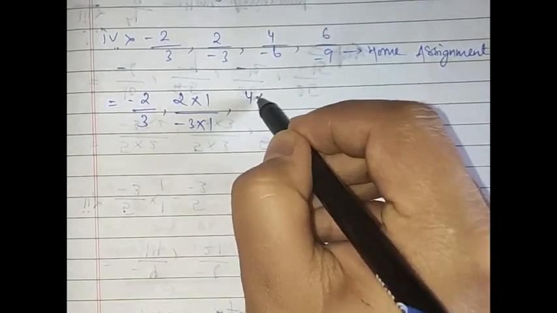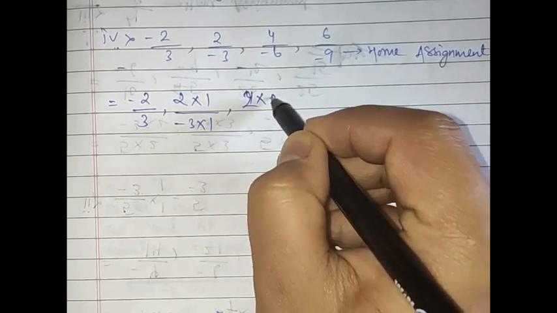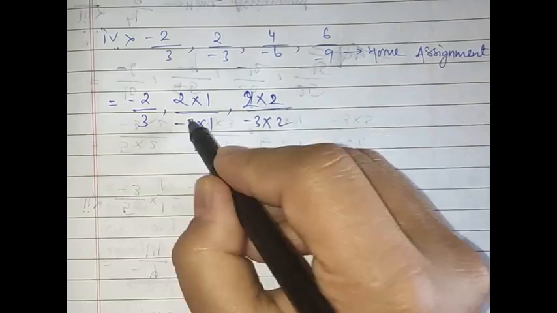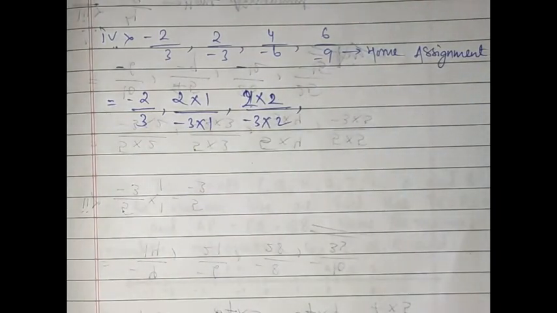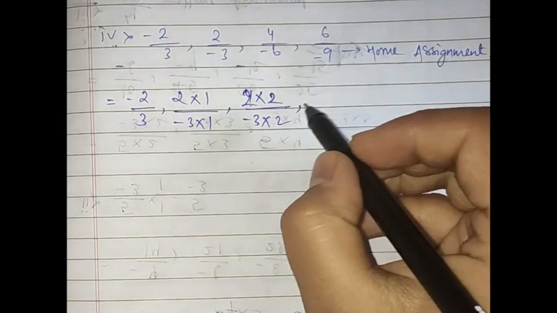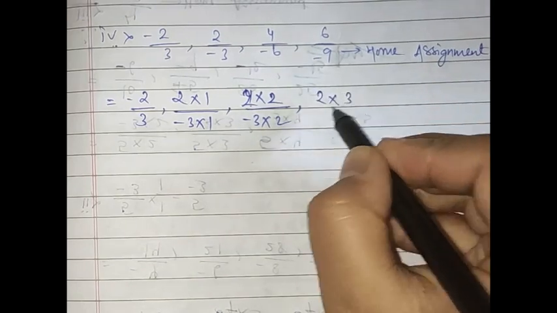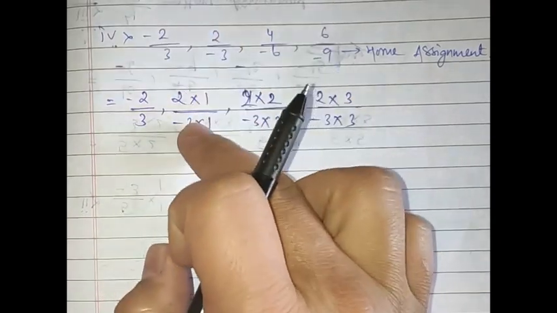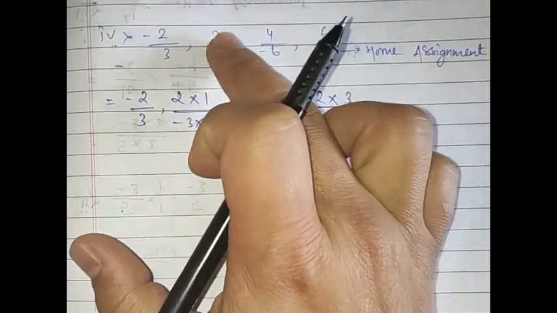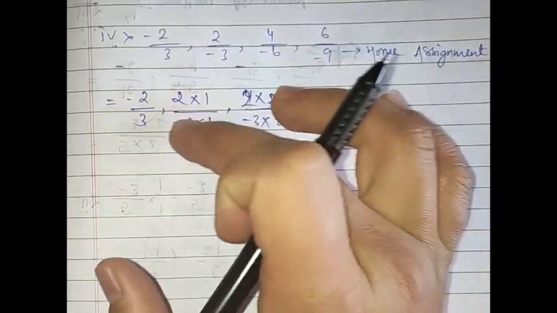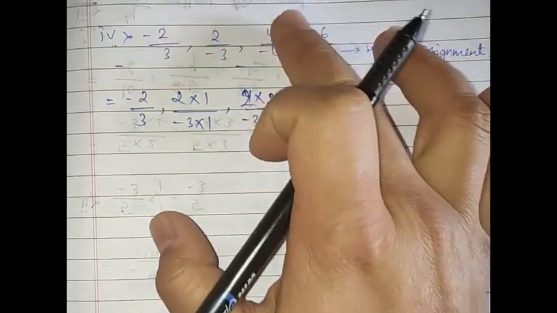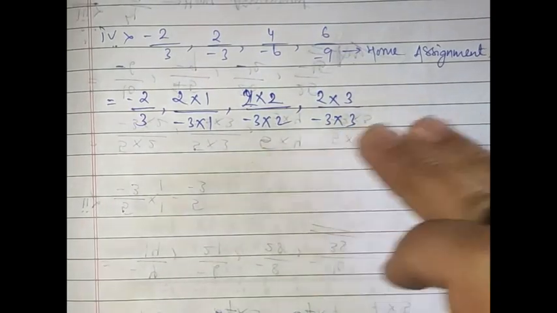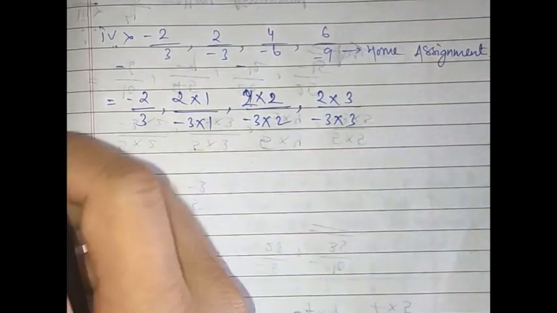Similarly 2 into 2 by minus 3 into 2, because you have to follow the pattern. You have to make one such pattern. Alright. Similarly 2 into 3 by minus 3 into 3, such that it will make this pattern fulfilled. 2 into 1 is 2, minus 3 into 1 is 3, 2 into 2 is 4, and minus 3 into 2 is 6. So this gets fulfilled. So you have to continue 4, you have to continuously write 4 more patterns.